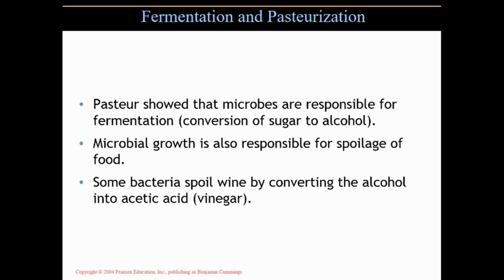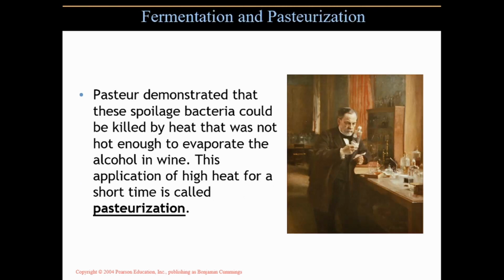We found out that microbial growth is responsible for food spoilage. Microbes spoil wine by converting the alcohol into acetic acid, and this is where pasteurization comes from. The French wineries and vineyards wanted to be able to send their wine across the Atlantic to the United States, and they didn't have a way to do it, because by the time it reached North America, the wine had spoiled. So they came to Pasteur and asked, is there any way that we can preserve and prolong the life of the wine so that it doesn't spoil?